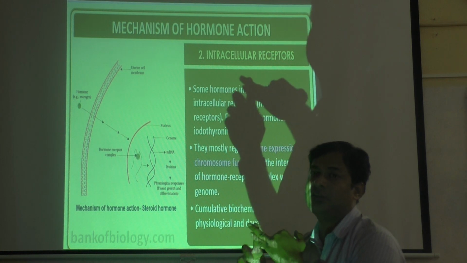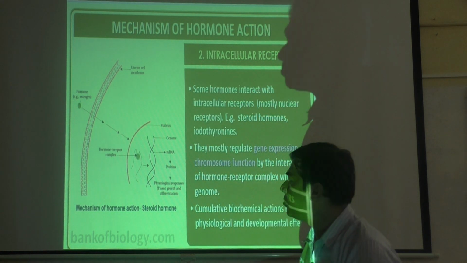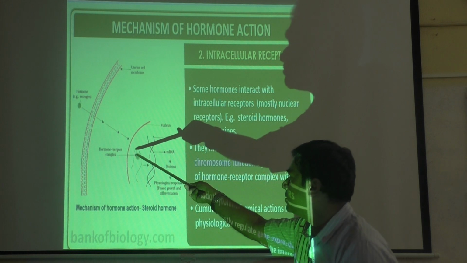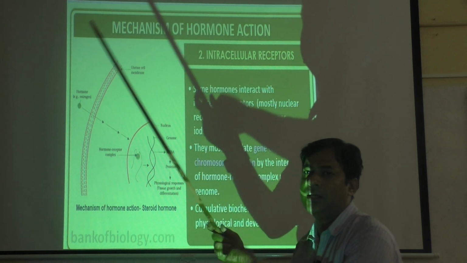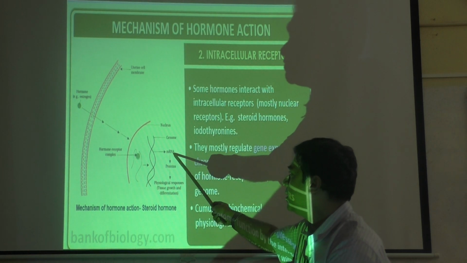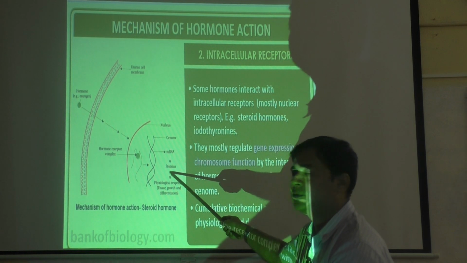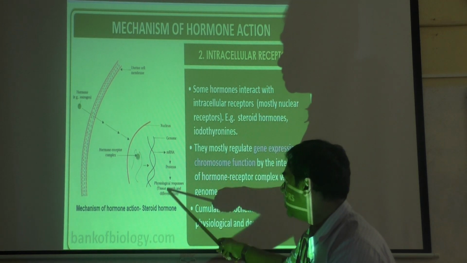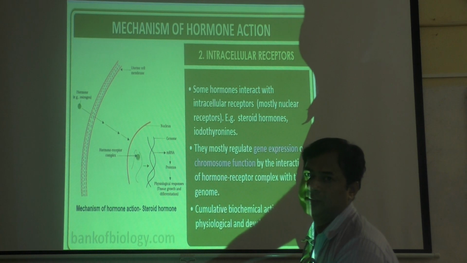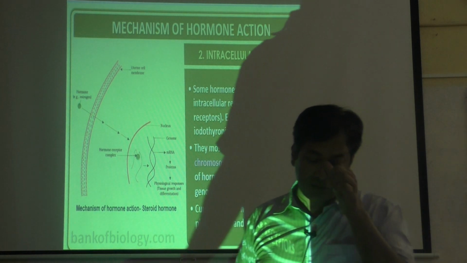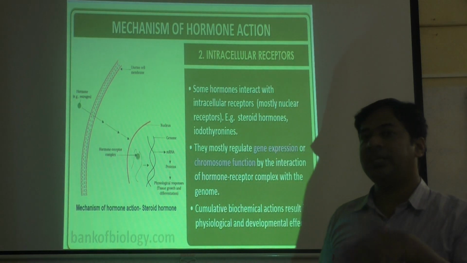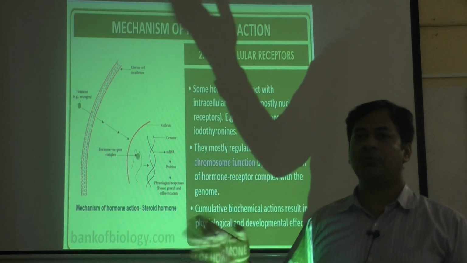For that function, how does the hormone help? Simple. The hormone directly enters the nucleus, binds to DNA, DNA produces mRNA, that is transcription, mRNA produces protein, that is translation, then the protein will do that function. That is called physiological response. Physiological response means change in the physiology. So tissue growth will happen.